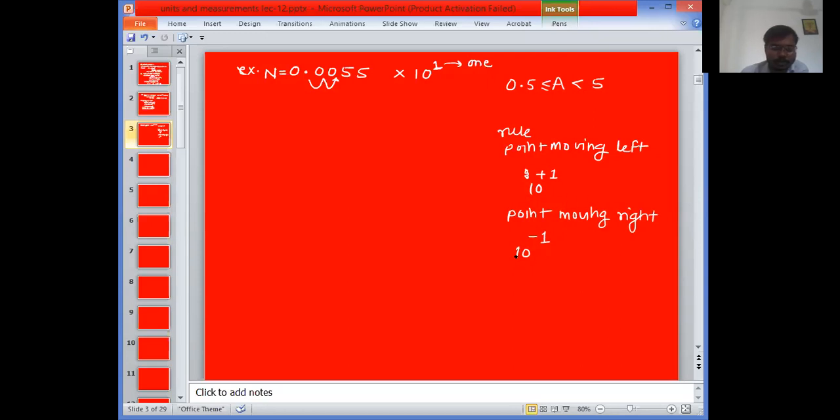Okay. Okay, Manas. 10⁻¹. Point moving left, point moving right. First of all, understand these rules.